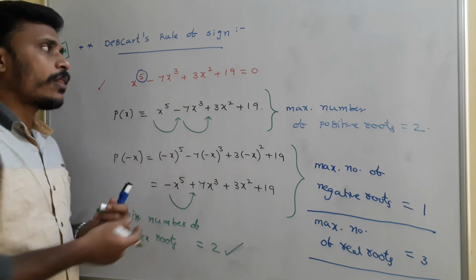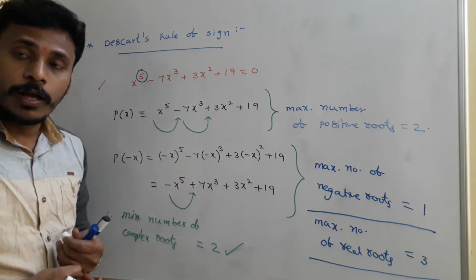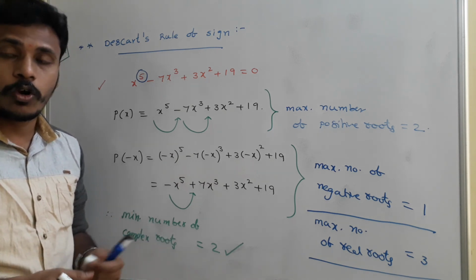So in this way, Descartes' rule of sign helps us to decide the maximum number of positive roots, maximum number of negative roots, maximum number of real roots, and minimum number of complex roots. Okay, have a look.